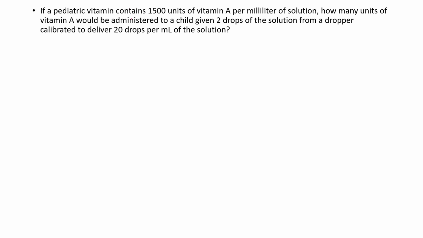Okay, let's take it one by one. So 1,500 units per milliliter. The child was given 2 drops of a solution from a dropper that was calibrated to deliver 20 drops per ml of the solution. So we have to equate this first into ml. So 2 drops, we need to convert this to ml, since our concentration is in milliliters: 2 drops multiplied by 20 drops per ml. So this is the calibration.